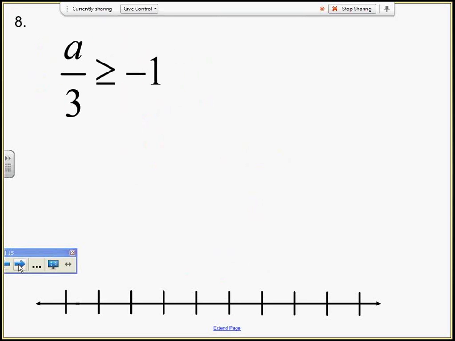I want you to do this one on your own also. Remember, what am I going to do to both sides? I'm going to multiply. This is A divided by 3. So what's the inverse operation to divide A by 3? Multiplying by 3. Okay, go for it.